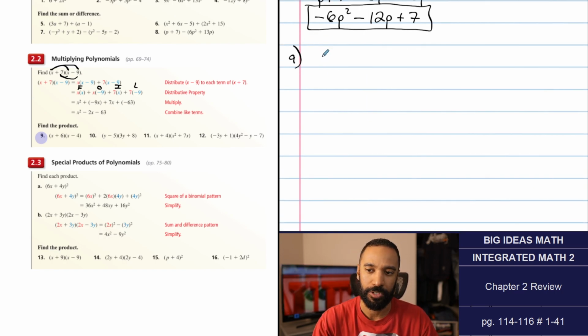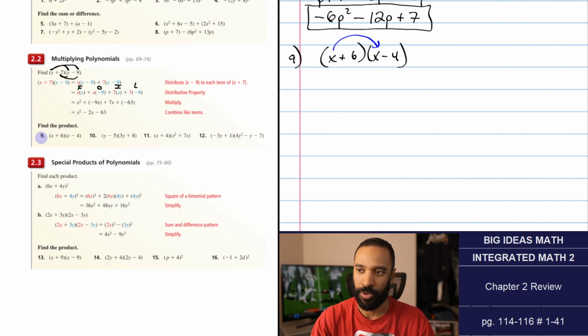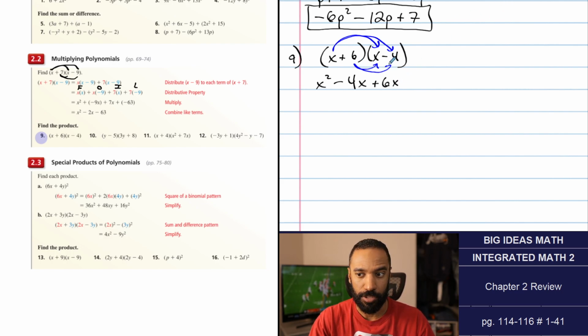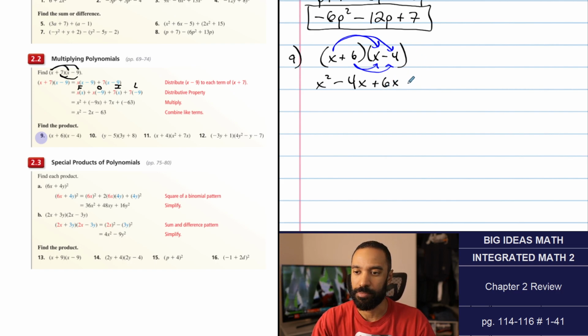Let's try another one ourselves with x plus 6 times x minus 4 on number 9. As far as foiling goes, I'm not going to write the letters, but I'm going to start with the first terms, multiply those together, and you get x squared from x times x. X times negative 4 is a negative 4x plus 6x. And then 6 times negative 4, not 6 minus 4. Remember, everything is multiplied. 6x means 6 times x, and 6 times negative 4 means negative 24.